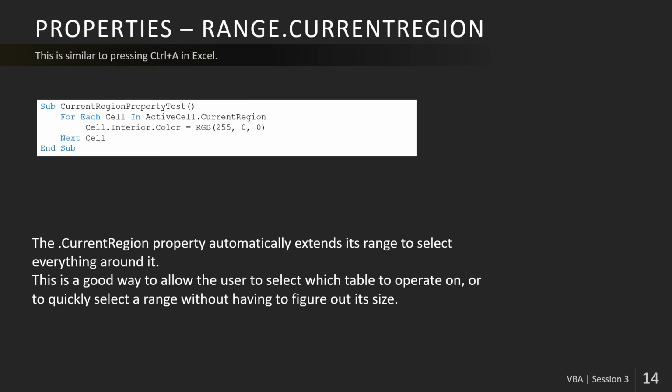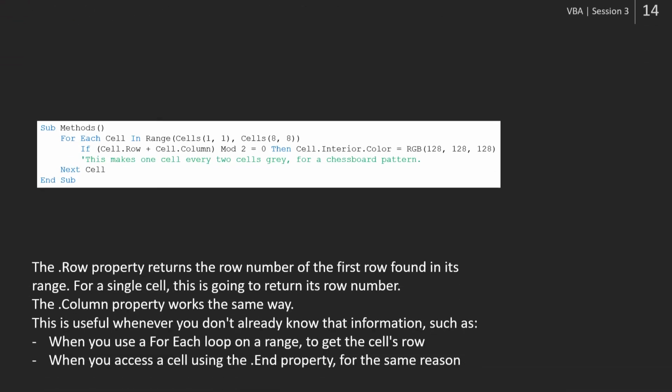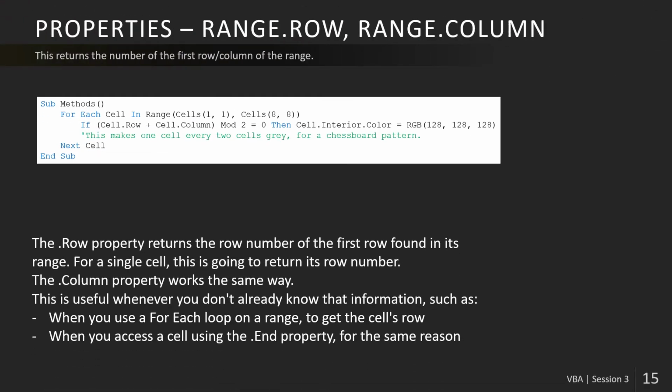The .currentRegion property returns the range that a cell belongs to. This is fairly convenient, but rarely essential. The .row and .column properties return the row or column of the range they are applied to. If you use them on a range that contains more than one cell, they will return the first row or column the range belongs to instead.